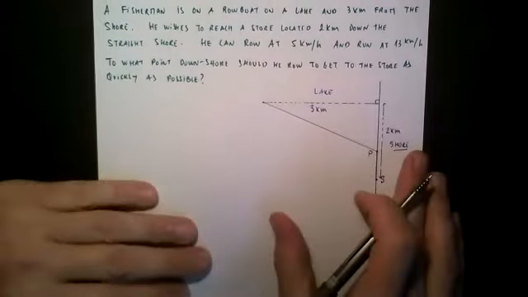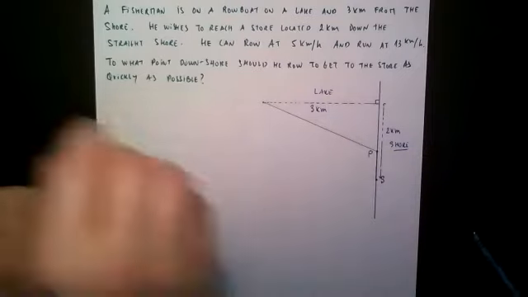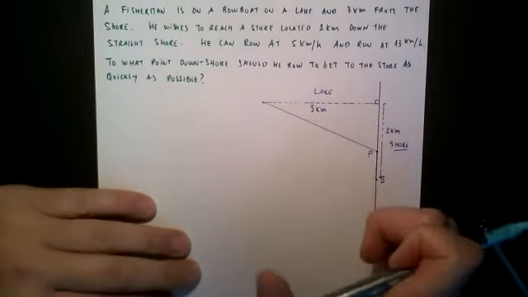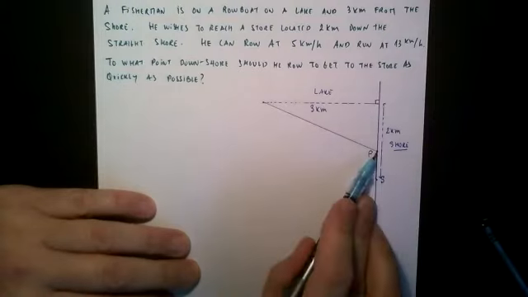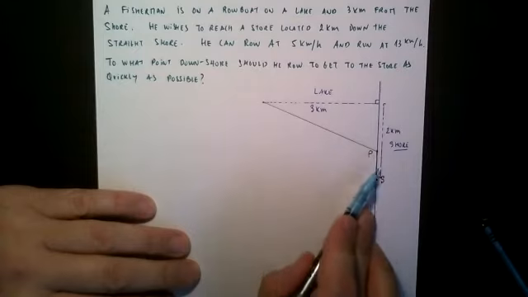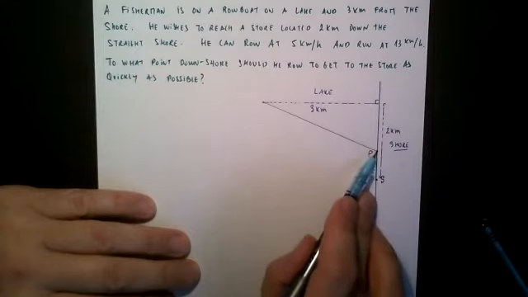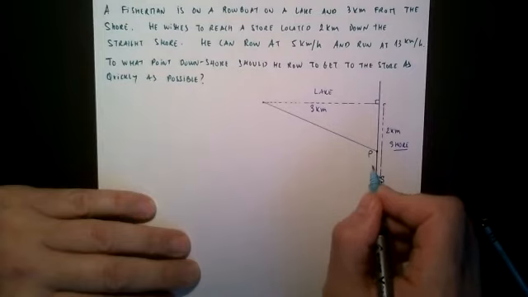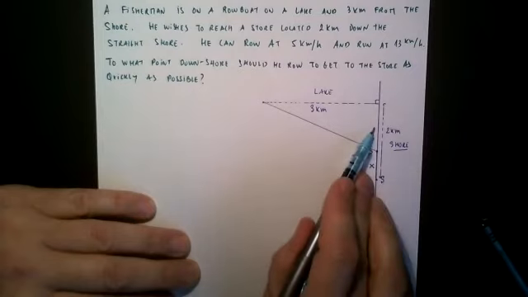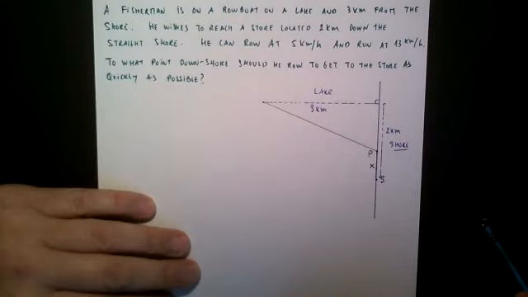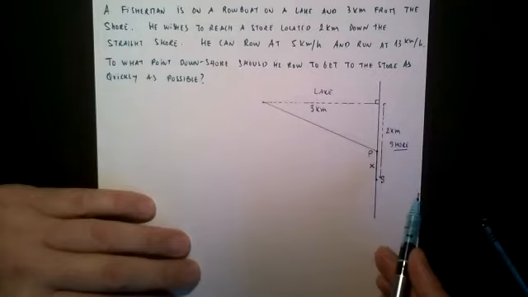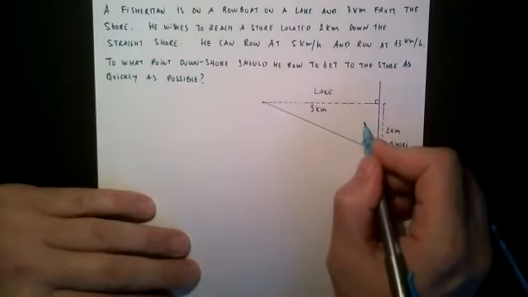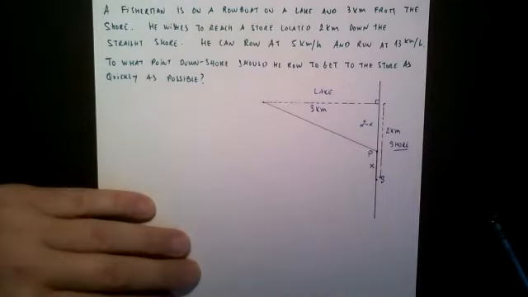Okay, so let's first call this, this is what we're looking for, right? How far from the store does he have to hit the shore? So I'm going to call this X. And so this will be what? How much is this? 2 minus X. Very good. 2 minus X. So this is okay.